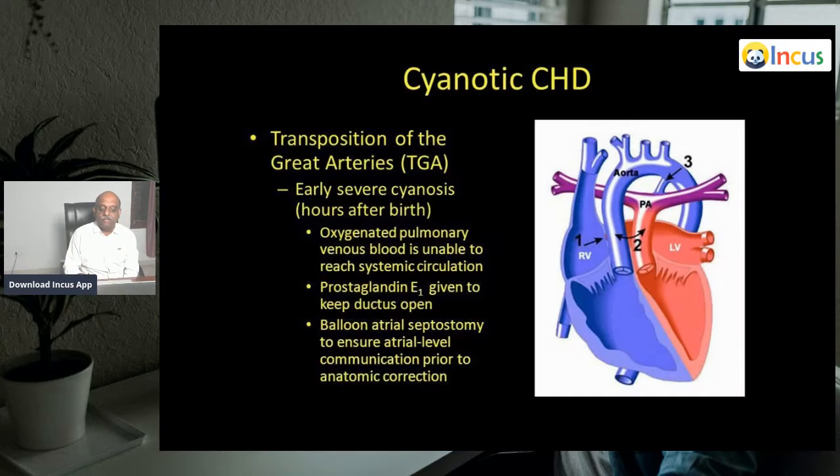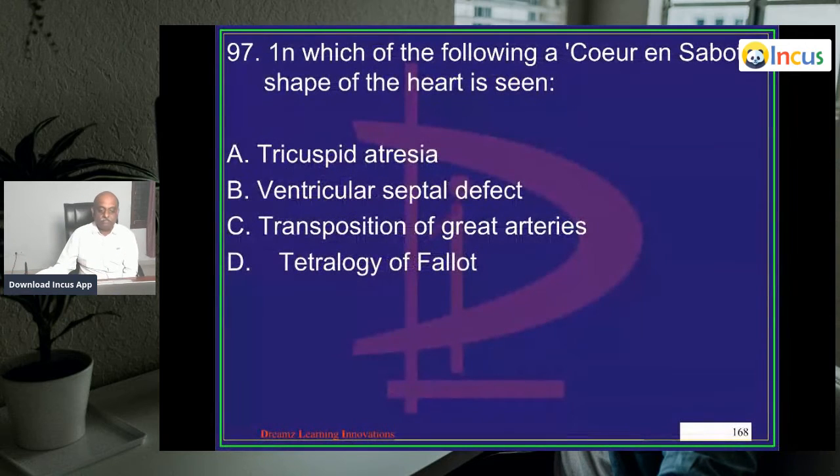So that is the reason we do this in transposition of great arteries: PGE2, keeping ductus open until definitive surgery, balloon atrial septostomy to let atrial level communication between left and right sides, which got mismatched. Even a newborn baby will answer this question correctly.